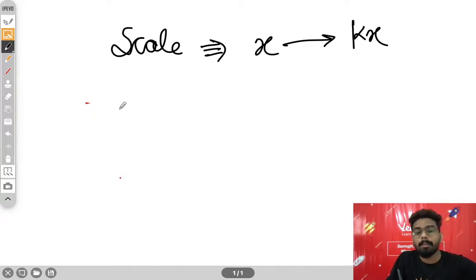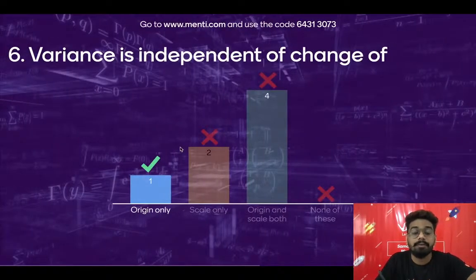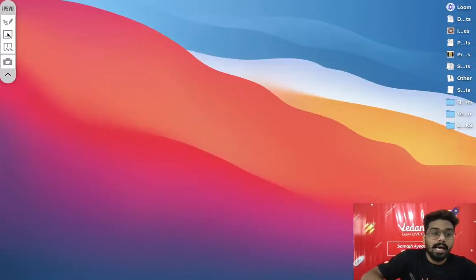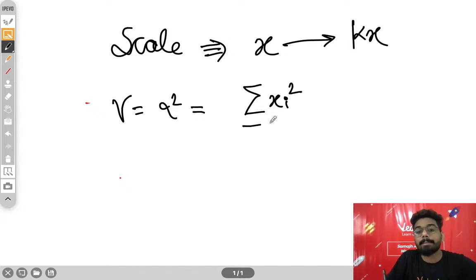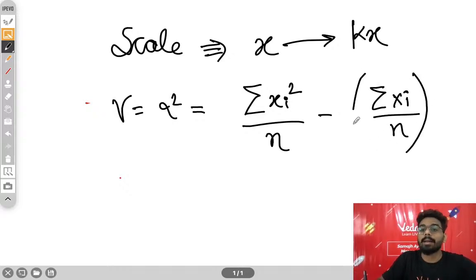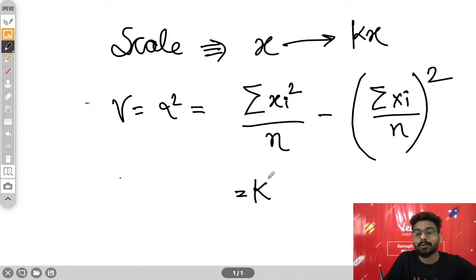Okay, what is the formula for the standard deviation? What were you asked? You were asked variance. And what is variance? Variance is your sigma square. What is sigma square? Summation of xi square by n minus summation of xi by n whole square, mean square. Now what will happen when x is converted to kx? Your whole thing will be multiplied by k square.